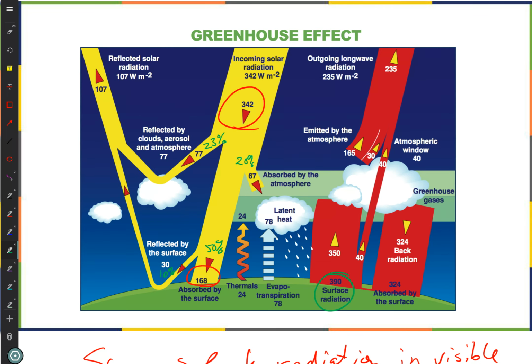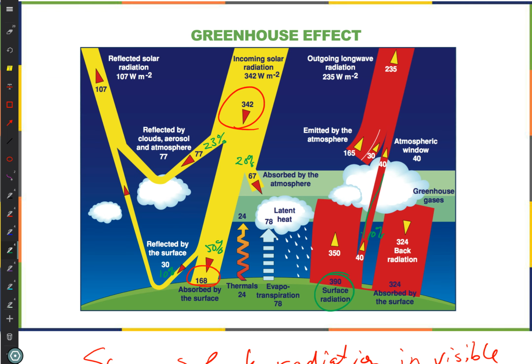Let's not worry about why the number is different. You have to have a balance. But of that 390, only 40 makes it through the atmosphere. So 40 out of 390, that's about 1/10. So about 10% of the radiation gets out of the atmosphere. The rest is absorbed by the atmosphere. And that's what the greenhouse effect is really about. 50% of solar radiation gets in, 10% of Earth radiation gets out.